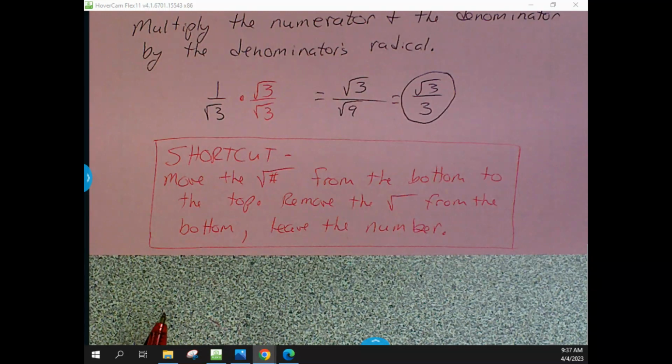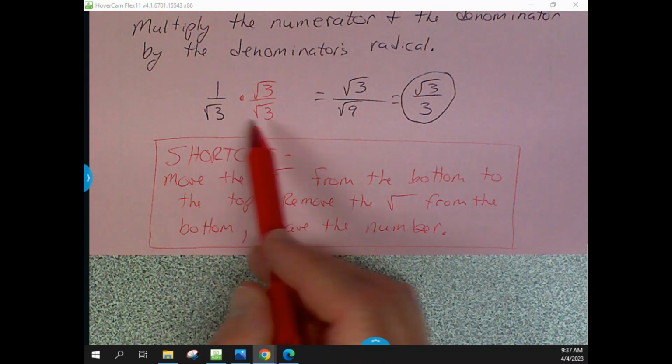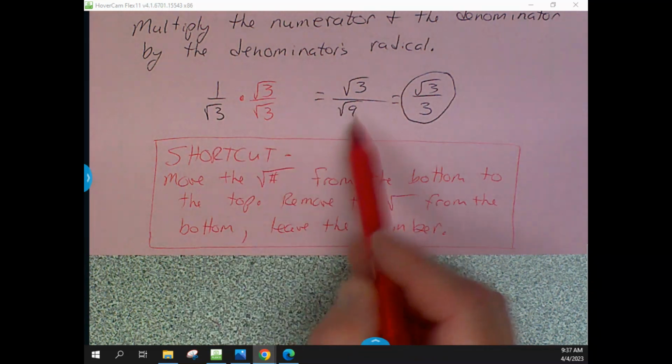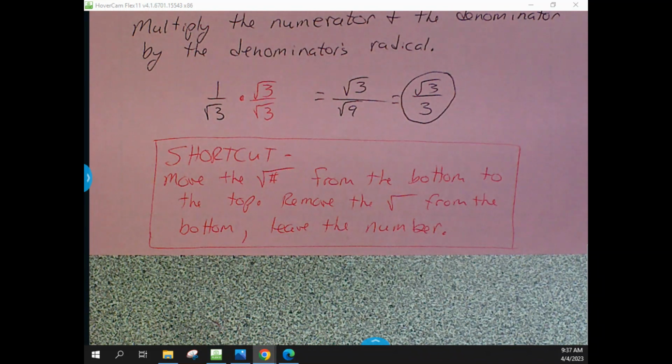Because every single time you do this one, if this had been square root of 5, you would wind up doing 5 times 5, which is 25. But when you take the square root of 25, you're just going to get the 5 back. So it's always going to be that same kind of thing. So you just move the square root of the number from the bottom to the top. And then on the bottom, you just take the square root off and leave the number.